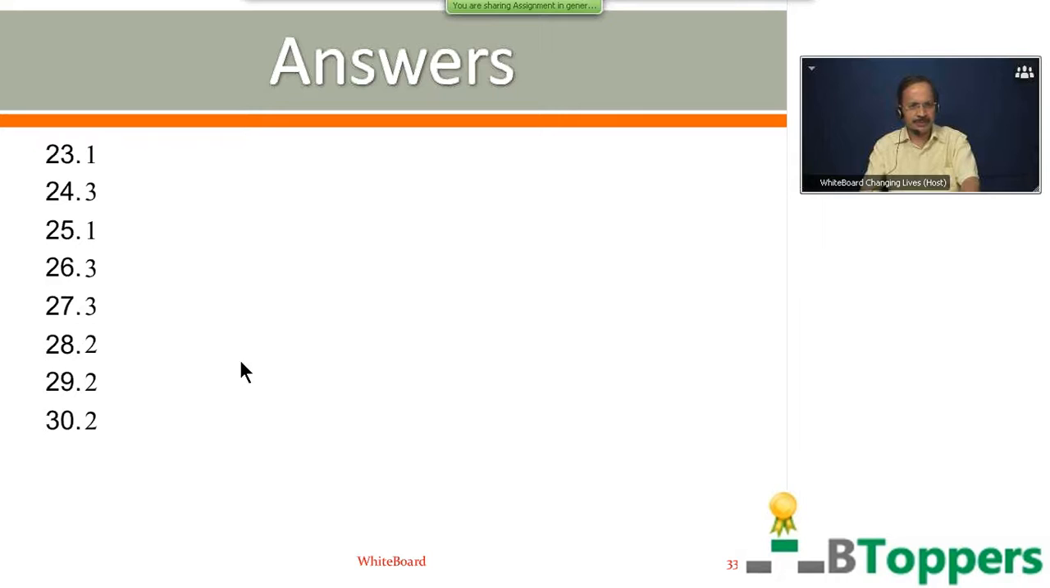Next, I am going to show the answers for the questions numbering from 23 to 30. Look at the answers. I will read these answers. For question number 23, first option is the answer. For question number 24, third option is answer. For question number 25, first option is answer. For next two questions, 26 and 27, third option is answer. For last 3 questions, 28, 29 and 30, second option is answer.